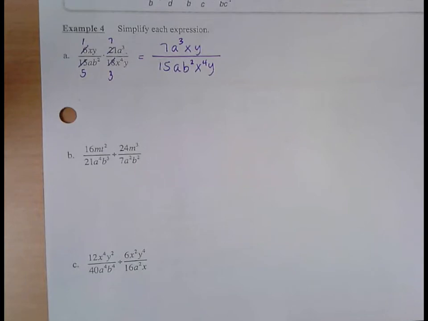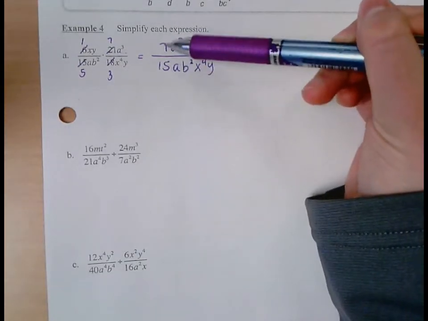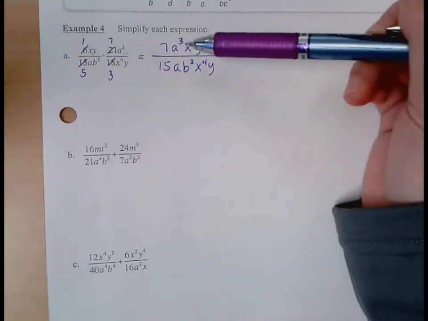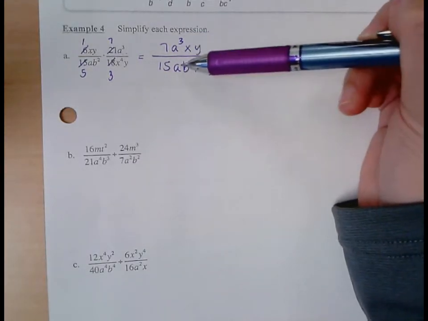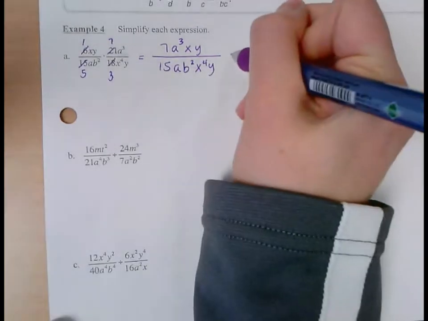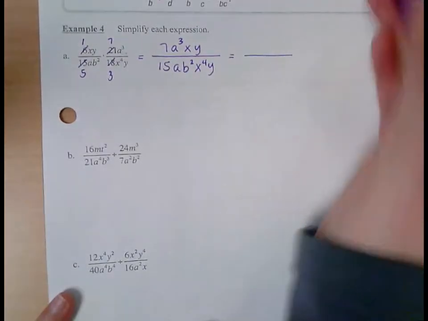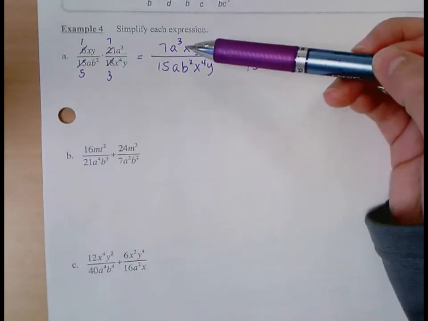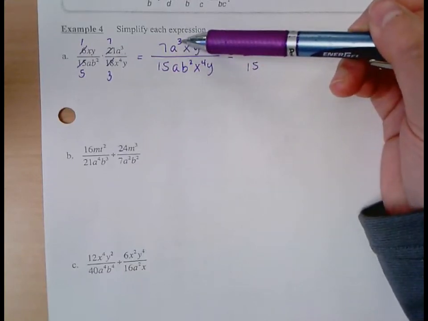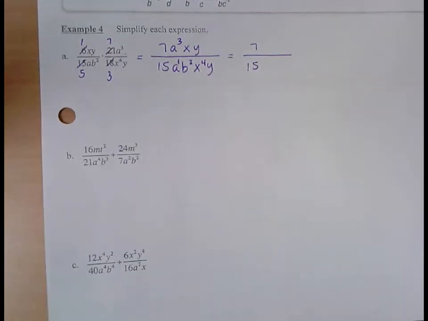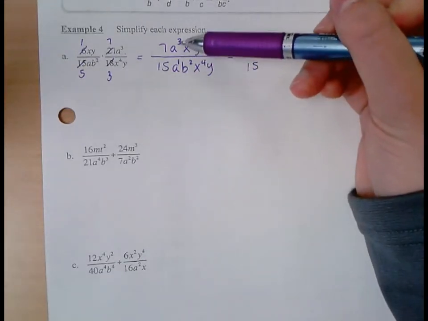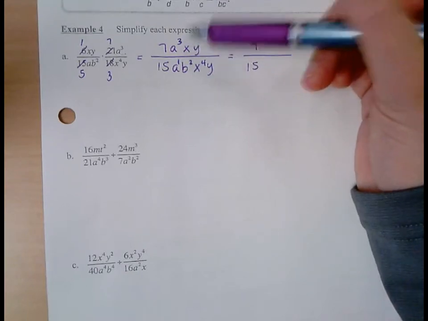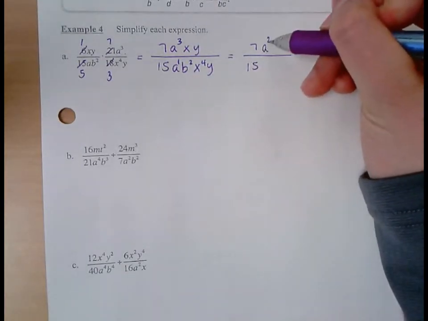So because I cross-simplified, my coefficients, the 7 over 15, that's already in simplest form. My variables, though, if you have the same variables on the top and the bottom, there's more you can do to simplify with properties of exponents. So I'm going to write my fraction. I still have 7 over 15. I'm going to start with the a's. If I have a cubed on top and a to the first on the bottom, remember you can subtract those exponents. So 3 minus 1 is 2, and since the higher exponent is on the top, I'm still going to have an a squared on the top.